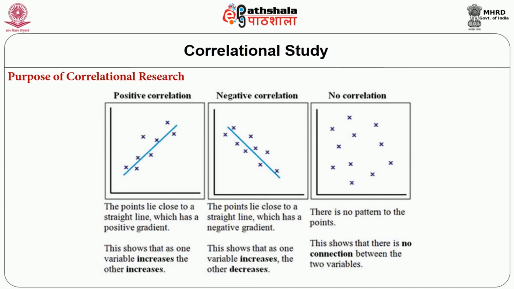The figure given below clearly indicates the three types of correlation: positive, negative and no correlation. In the first picture, the points lie close to a straight line which indicates a positive gradient. That is, this shows that as one variable increases, the other variable also increases. In the second picture, the points lie close to the straight line but has a negative gradient.